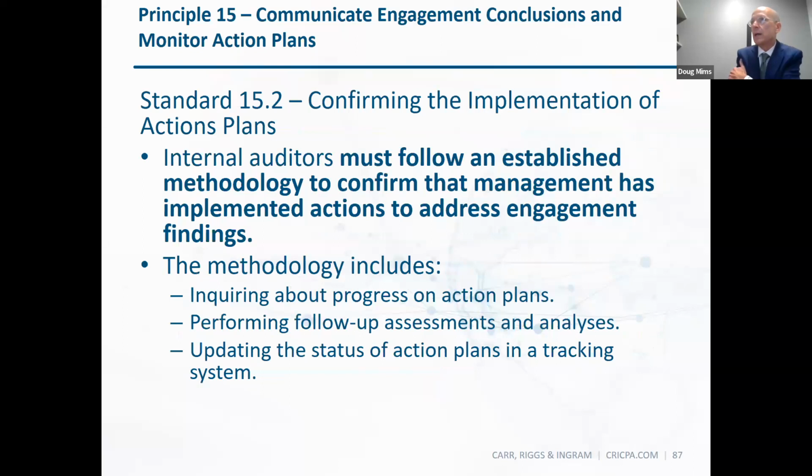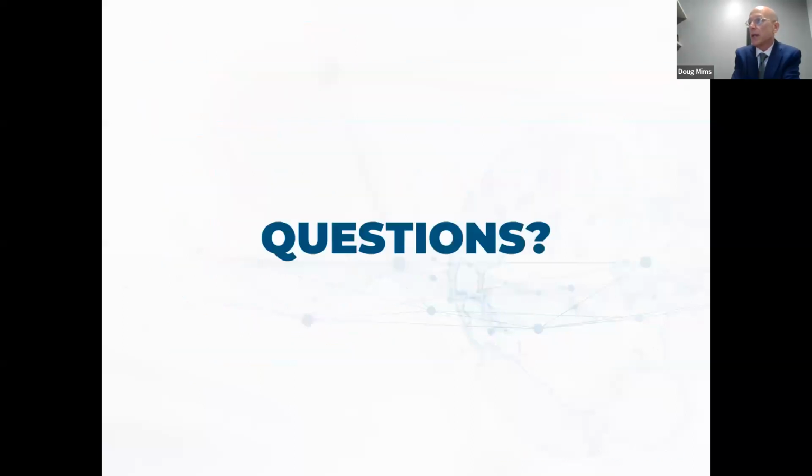And then finally, confirming the implementation of action plans, internal auditors must follow an established methodology to confirm remediation, essentially, right? So this is saying you have to have a management plan and you have to track it and test for remediation. I'm not sure. There's times when internal audit does that. There's times when the second line might do that. So maybe there's more than one way you could address that, but at least right now, that's what standard 15.2 says. And with that, we are to the end with 4 minutes left.